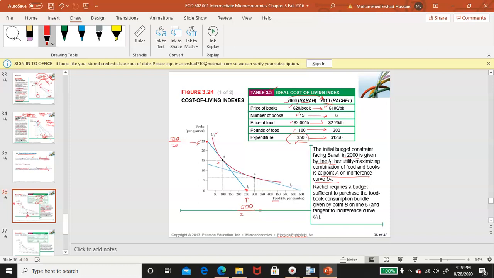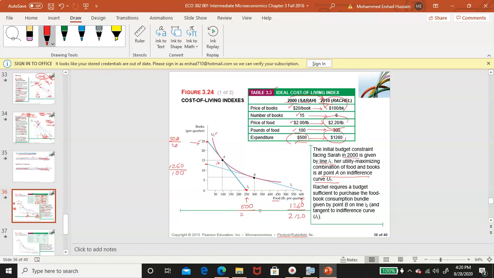Now let us say that the price of books changes, and as a result goes from 20 to 100. So 1260. Now divide that 1260 income by 100. You will see that it is 12.6, right? Again, if you divide 1260 by the current price of food, which is 2.20, you will find that this is somewhere like 60. So this is the new budget line. See? So compare the old budget line and the new budget line.